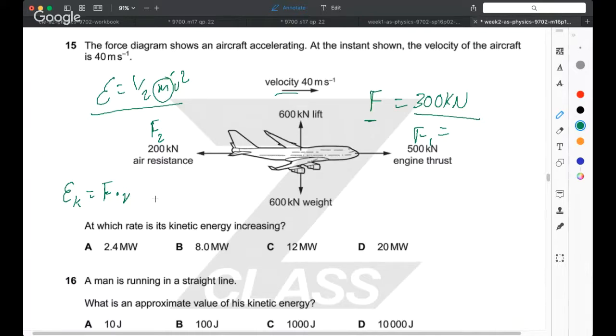Oh, okay. Yeah, I didn't see that at the top. So 40 times 300. I've never seen that before. You haven't seen it before? It comes in the notes. Yeah, all I've seen used is half mv squared, that's why. This will be 12 MW. Yeah.